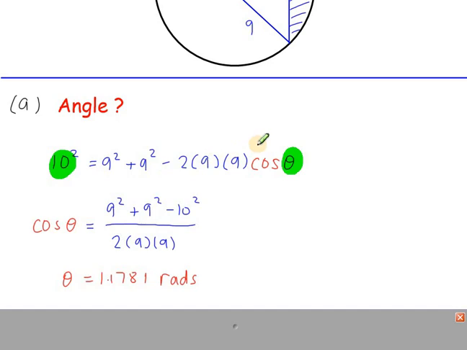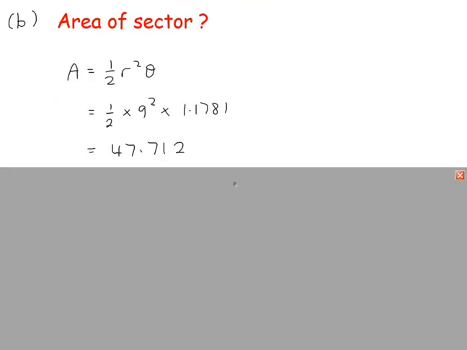So I've rearranged to work out the cosine ratio. That's what this fraction here is giving, the cosine ratio. And if you do arc cos or cos inverse on the calculator of this cosine ratio, you get the angle. And if your calculator is in radians mode, you will conveniently get the angle in radians, which is what we're after. So we can calculate the area of the sector, where theta was in radians.